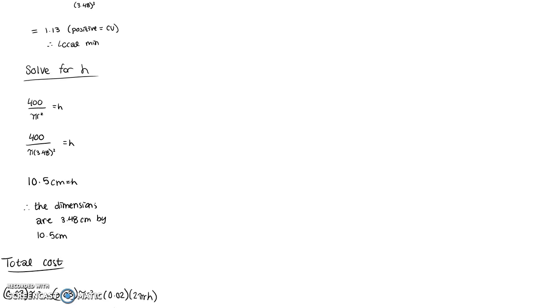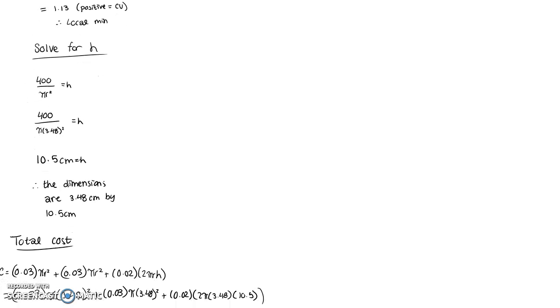So lastly, I want to solve for h. I took the equation that I did on my side to get h, and I plugged in my r value into the equation, and that ended up giving me 10.5 centimeters as h. So that means the dimensions to minimize the cost of the can are 3.48 by 10.5 centimeters.